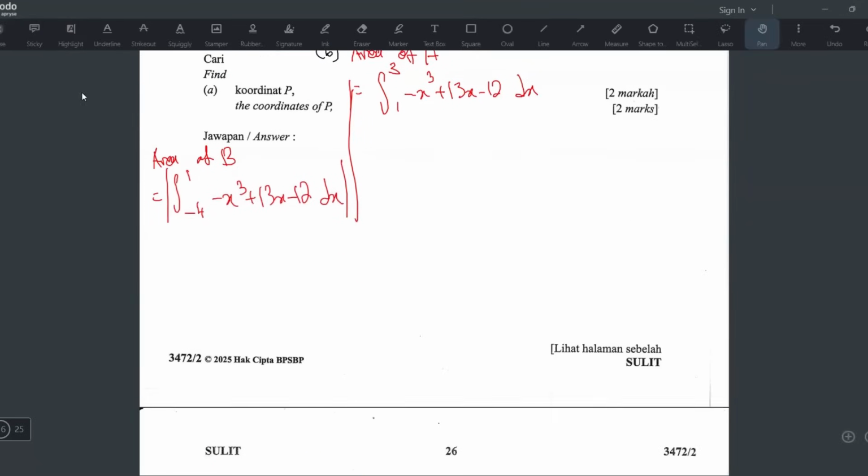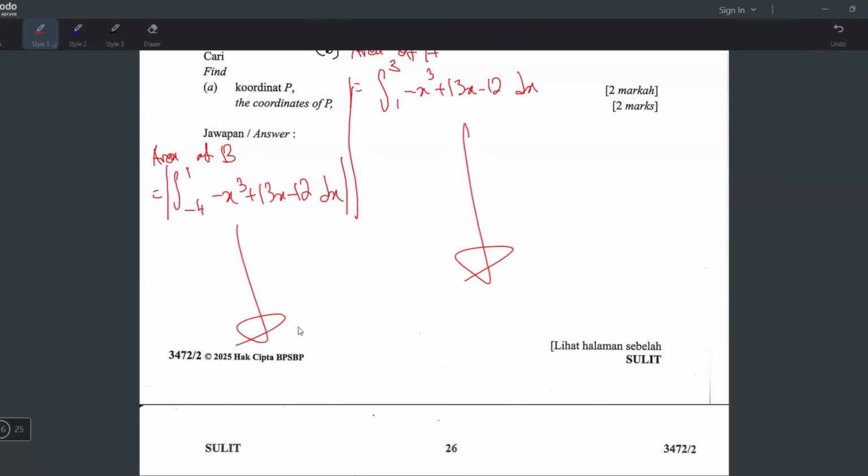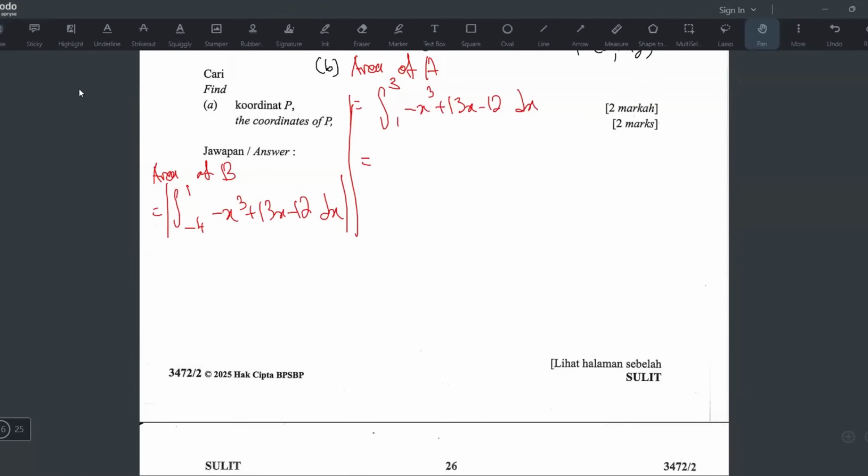So now my job is very simple. Just do here and then do here, and then for the final answer, you add both. After you add, you get the total area. That would be the shaded region answer. Okay, let's start integrating. Let's go.